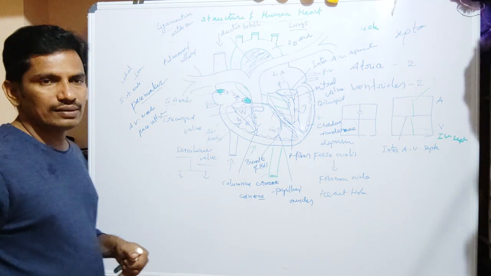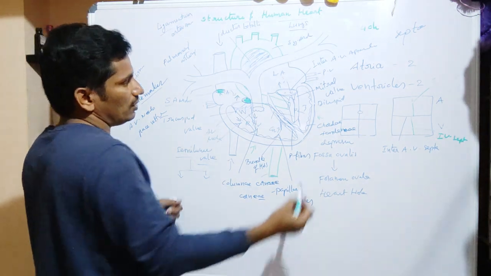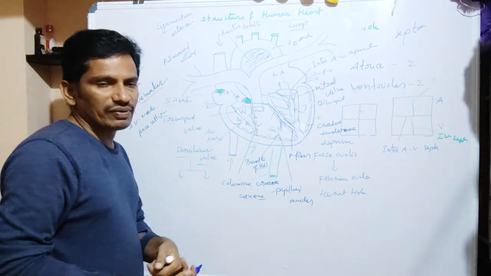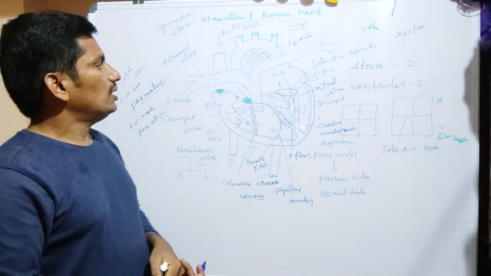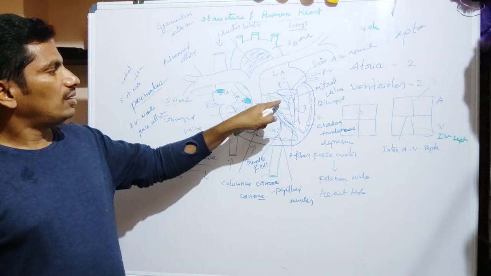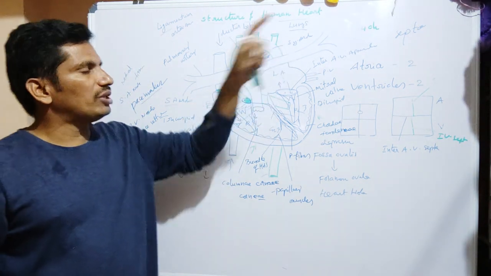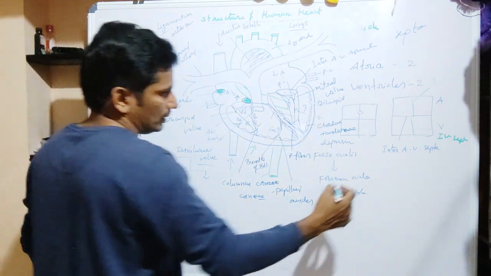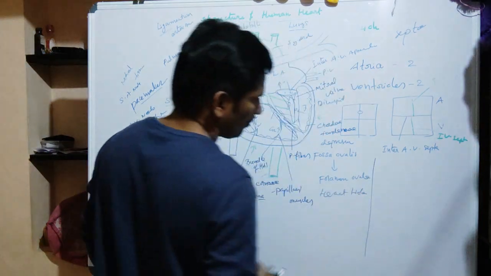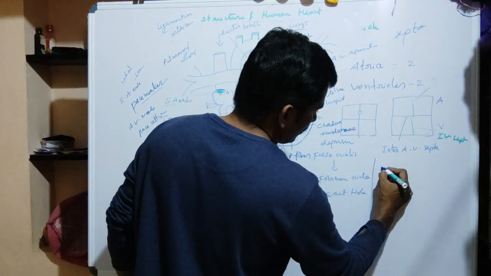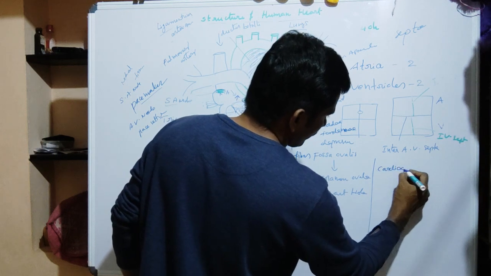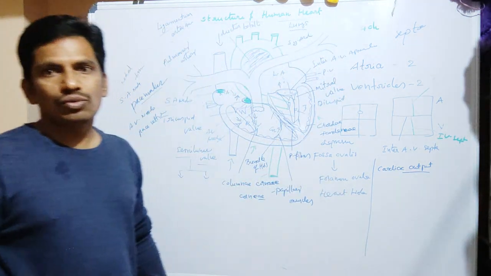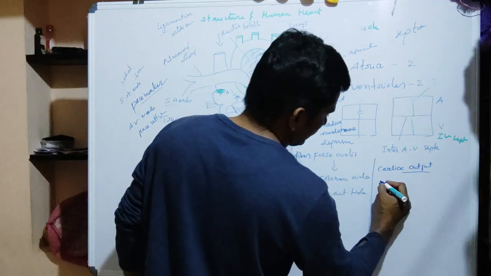Got it? Moreover, at systolic time the blood goes into the lower chambers, and from the lower chambers to the vessels, the systemic aorta and pulmonary artery. They reach the respective organs. Now see the cardiac output. Cardiac output means stroke volume multiplied by the number of heartbeats.